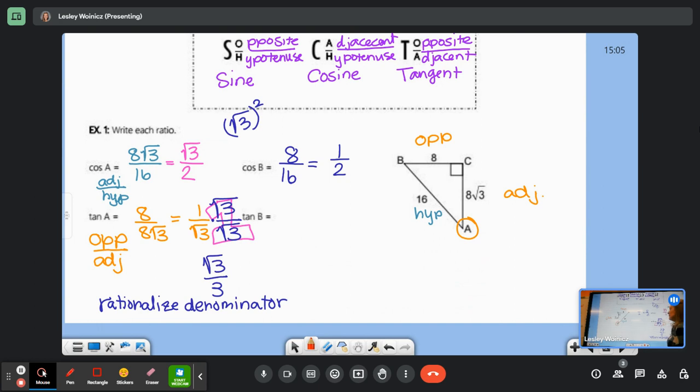Okay. All right, what about the tangent of B? Okay, that changes which one is opposite and adjacent. So if I look at B, the 8 root 3 is the opposite, and the 8 is the adjacent. So I would do 8 root 3 over 8, reduce it. What do you get? Yeah, just root 3. Right? The 8's cancel, or the 8's simplify to 1. And then 1 times root 3 is just root 3. Any questions? Do we need to talk about rationalizing the denominator and pause the video for a second?